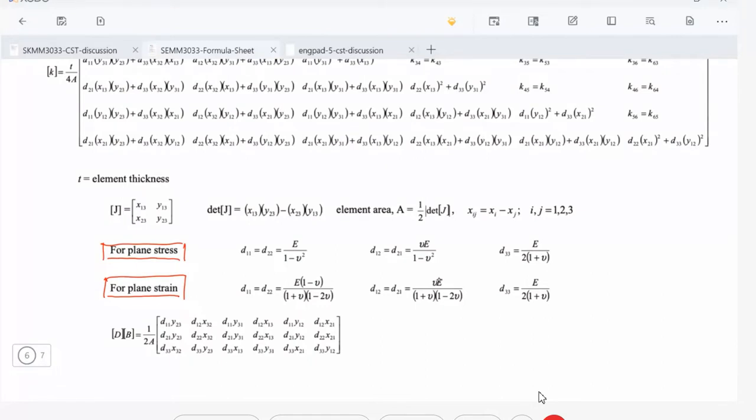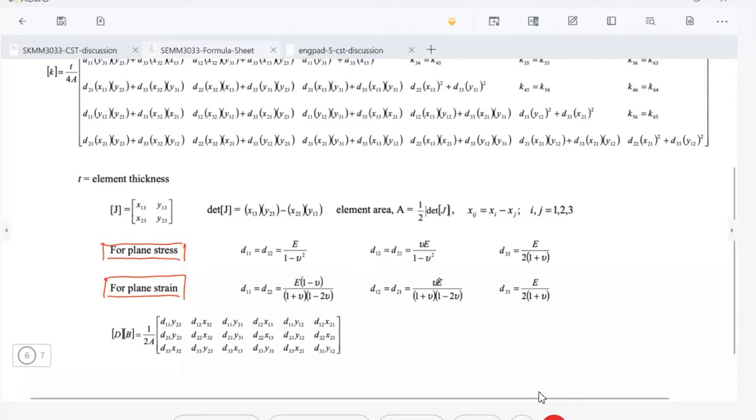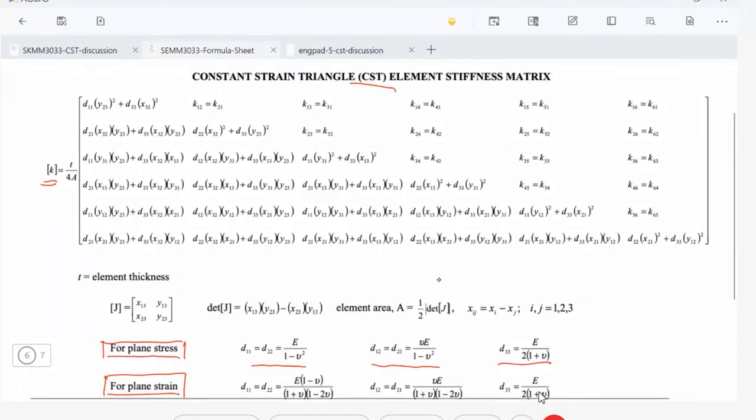Because the formulas are different. This one is for plane stress, this one is for plane strain, and this thing too, they are different. So if you use the wrong idealization, your K matrix, this is your K matrix, will be different. For CST, note that there are D11, D21 here. So if you use the wrong D, the wrong idealization, then your stiffness matrix will be wrong. So this is the issue.